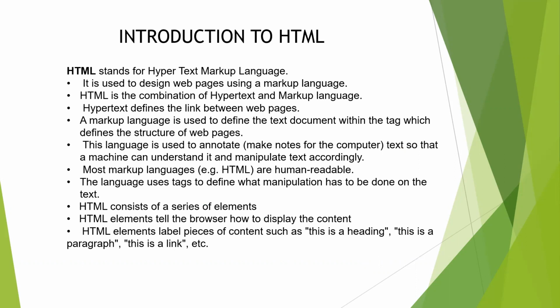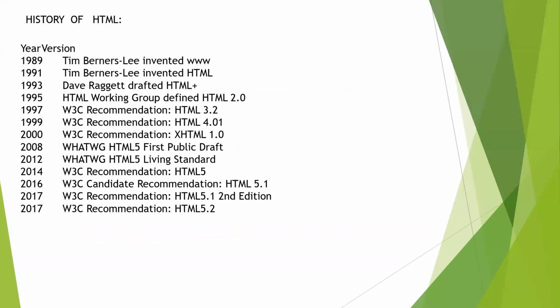This language is also used to annotate text so that a machine can understand its language and it will manipulate text accordingly. Most markup languages are human readable, for example HTML. The language uses tags to define what manipulation has to be done on the text. And HTML consists of a series of elements. HTML tells the browser how to display the content. HTML elements also label pieces of content, such as this is a heading, this is a paragraph, this is a link, etc.